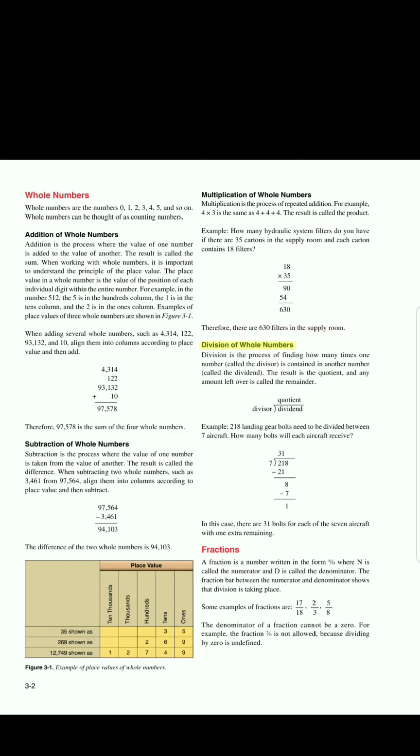Division of whole numbers. Division is the process of finding how many times one number, called the divisor, is contained in another number, called the dividend. The result is the quotient, and any amount left over is called the remainder. In this case, there are 31 bolts for each of the 7 aircraft with 1 extra remaining.